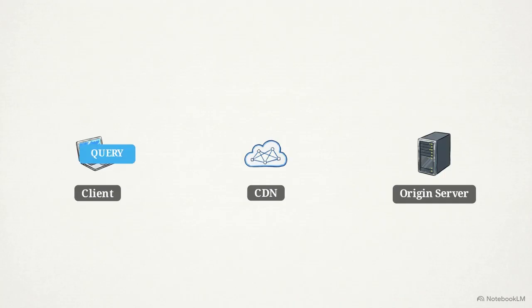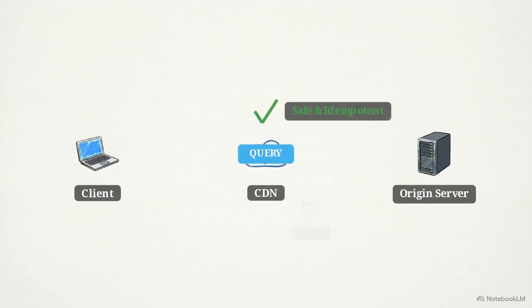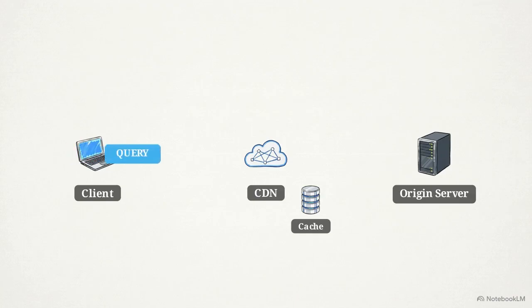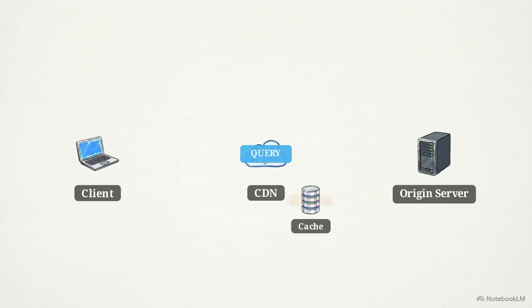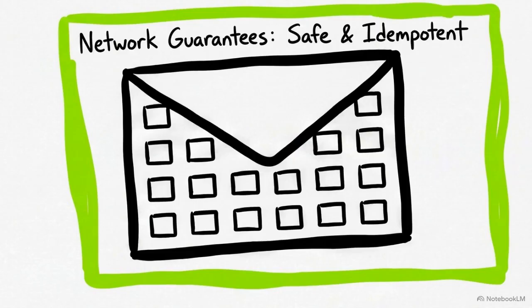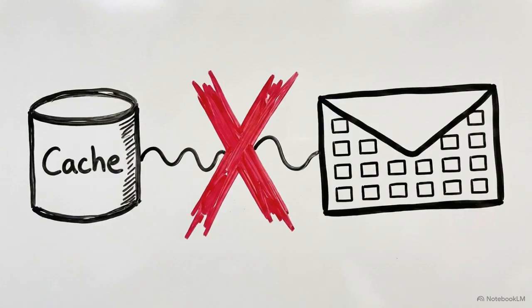When this request hits a CDN, the intermediary recognizes the operation is guaranteed to be safe and idempotent. The CDN can store the response in cache, and the client can automatically retry if the connection times out. QUERY executes the exact payload logic of a POST search, but explicitly bakes the network guarantees directly into the method itself.